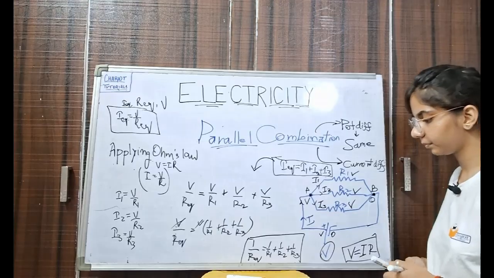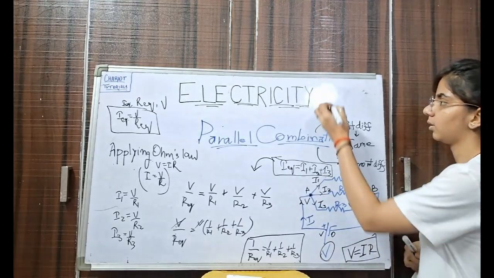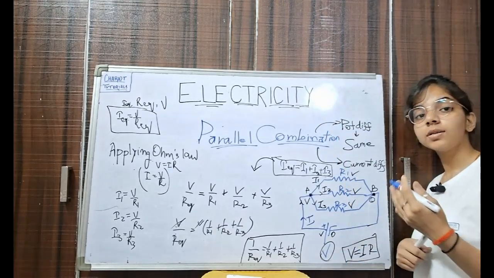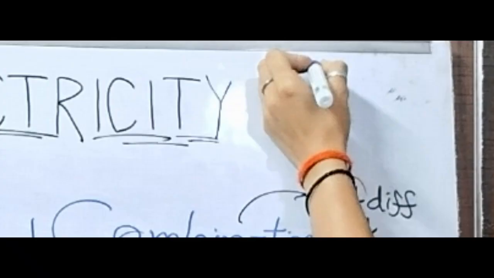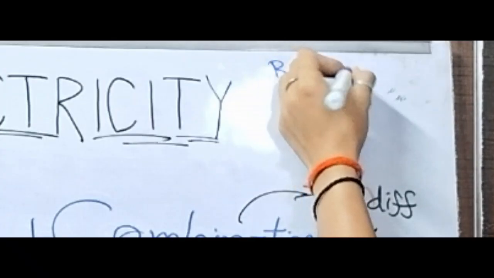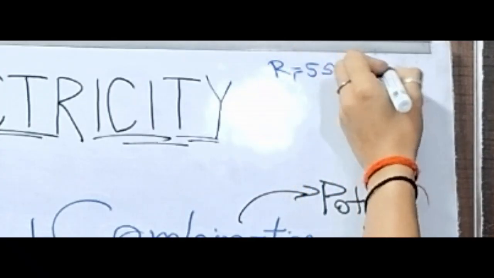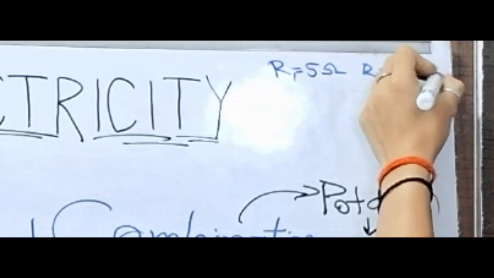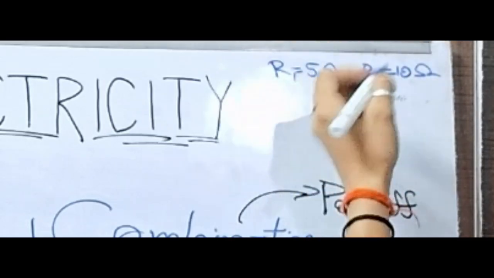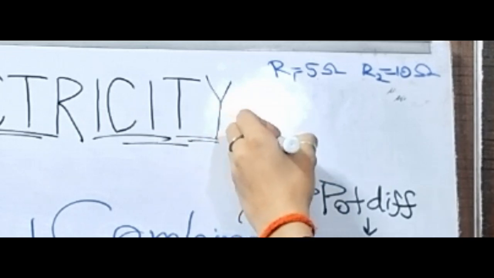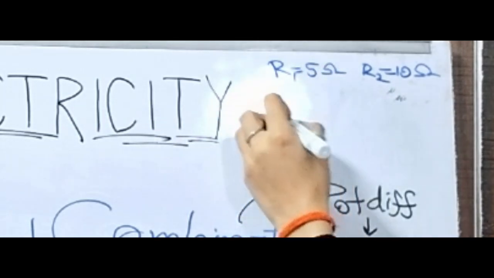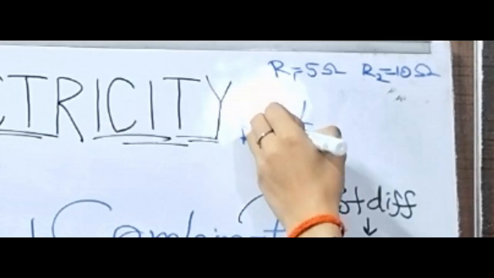Now here you can see. Let me take an example, right? For the same point that we learned last in the series combination, let's suppose that R1 is equal to 5 ohm, and R2 is equal to 10 ohm. Let these two resistors be connected in parallel. So now I need to find the R equivalent. I will apply the formula: 1 upon R equivalent is equal to 1 upon 5, that is R1, plus 1 upon 10, that is R2.